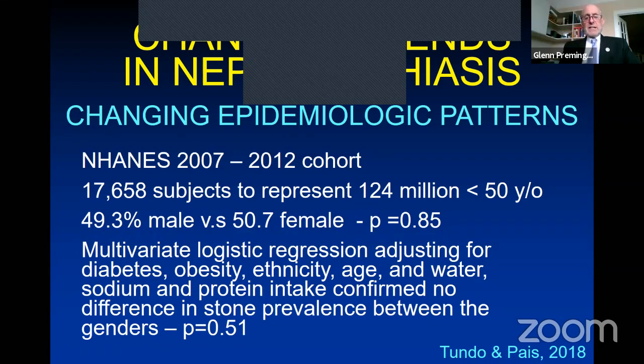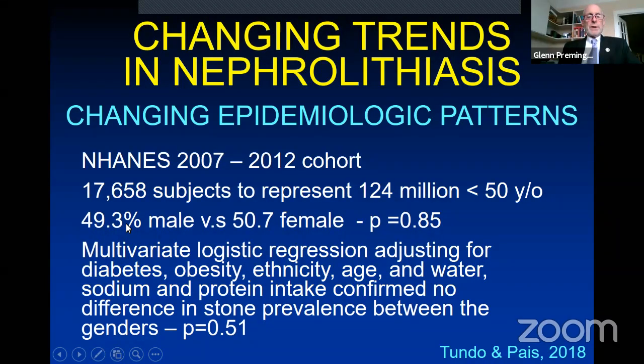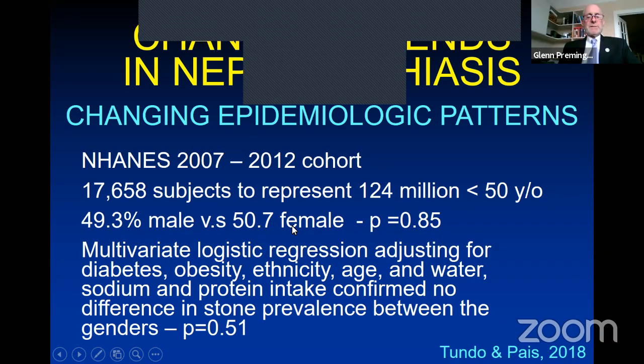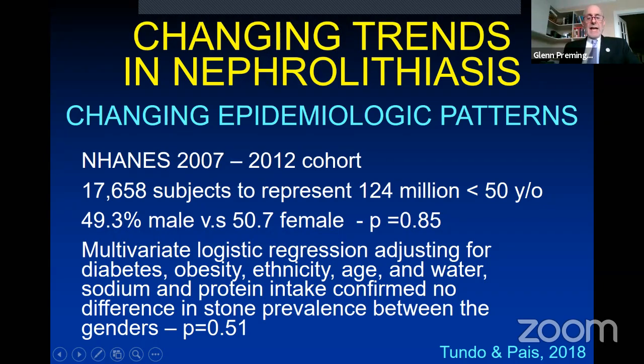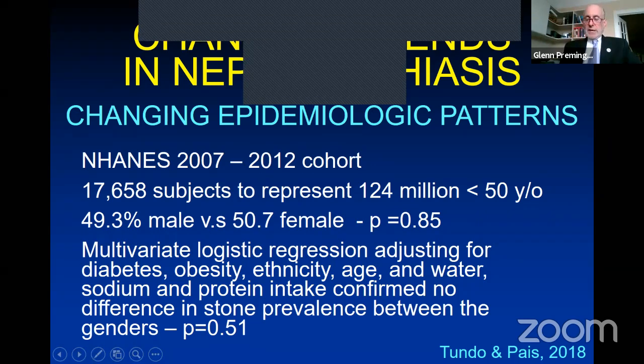And these are the data, again, the most recent data showing now a male to female ratio of 49.3 males to 50.7 females, essentially a 1-to-1 ratio for male to female stone disease. And it again is due to, probably, changes in diet and lifestyle.